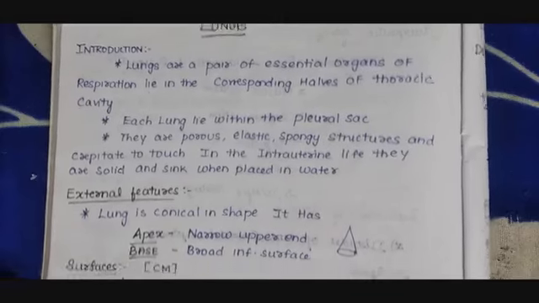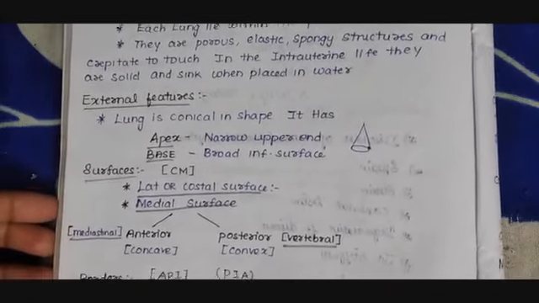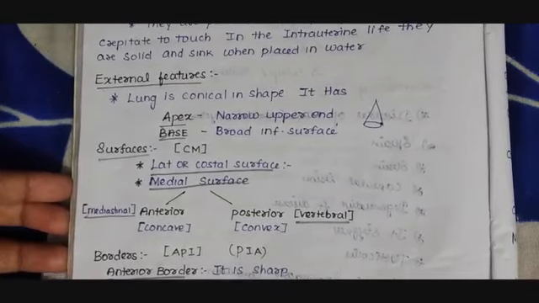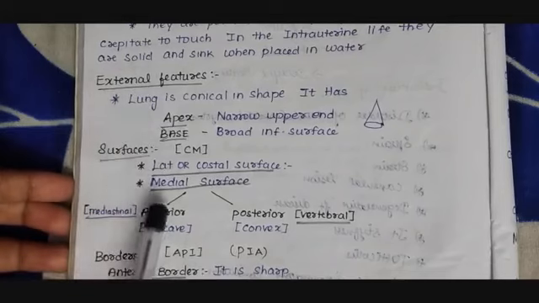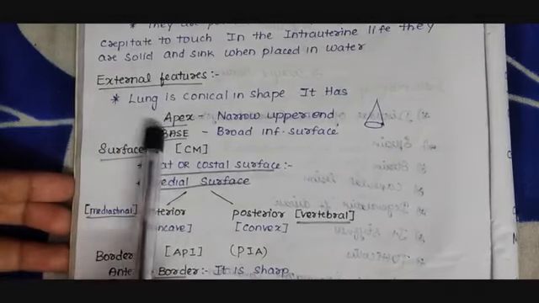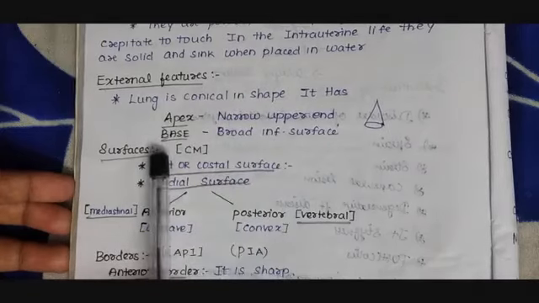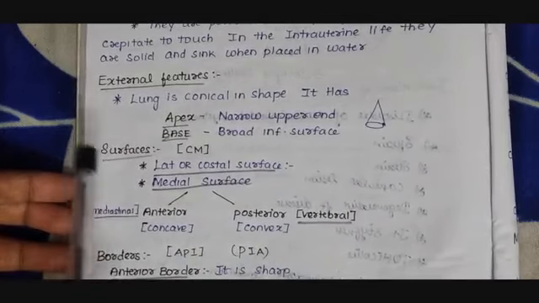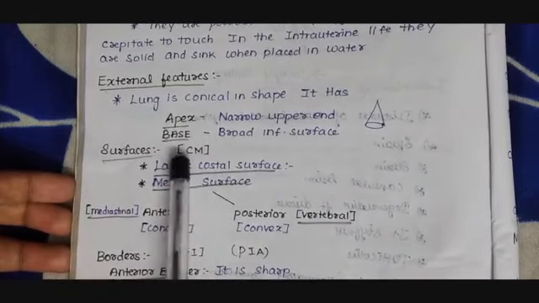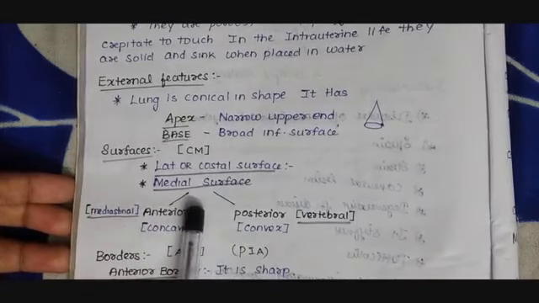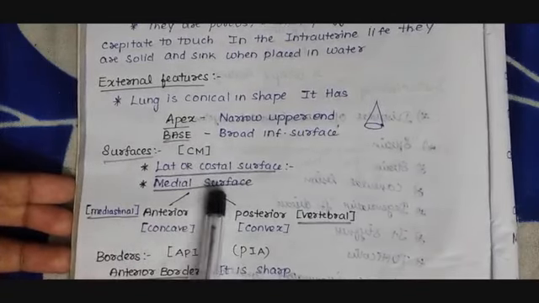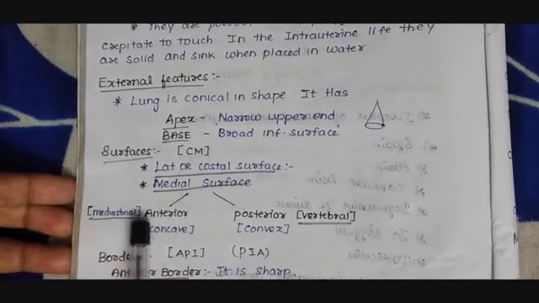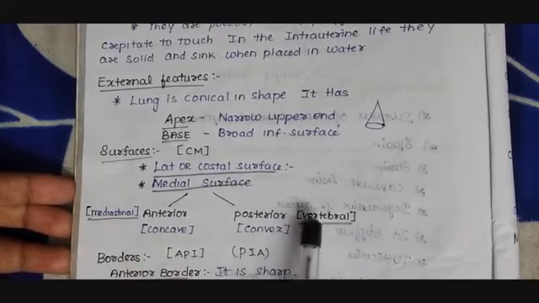Now let us discuss the external features of lungs in detail. Try to imagine the lung as a conical structure which has an apex, a base, two surfaces and three borders. The apex is narrow, superior, whereas the base is broad, inferior. To remember the surfaces of the lung, remember the mnemonic CM. C stands for costal surface, M stands for medial surface. The medial surface is in turn divided into an anterior part and a posterior part. The anterior part is also referred to as the mediastinal part, whereas the posterior part is also referred to as the vertebral part.